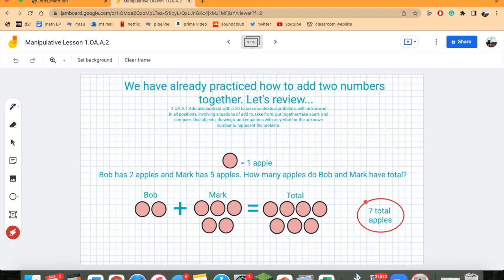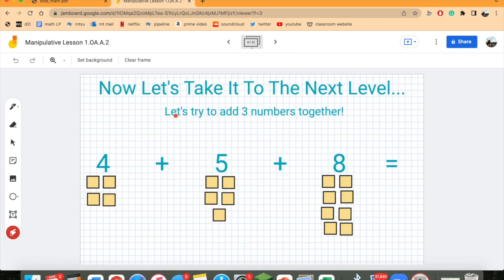I know you guys are familiar with how to add two whole numbers like we just reviewed, but today we're going to be talking about how to add three whole numbers. So let's take it to the next level. Let's try to add 3 numbers together. So our problem has 4 plus 5 plus 8. So let's see how we could solve this problem.